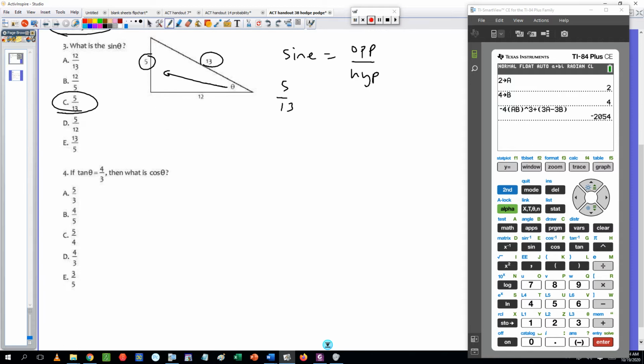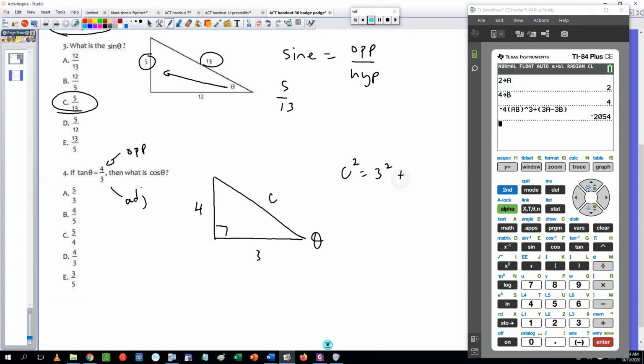If tangent of theta, built within the ratio of tangent, you have the opposite and you have the adjacent. So let's put theta here. Opposite is 4, adjacent is 3. We'll do our Pythagorean theorem to find the C. C squared is equal to 3 squared and 4 squared. 9 plus 16, 25, which makes C 5.